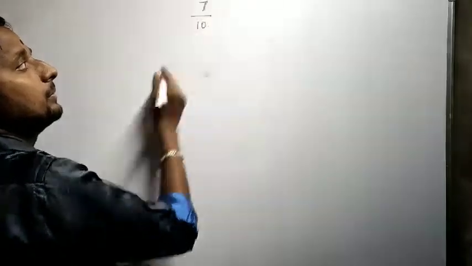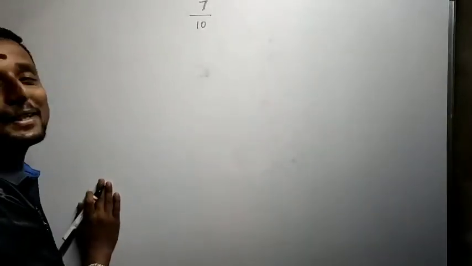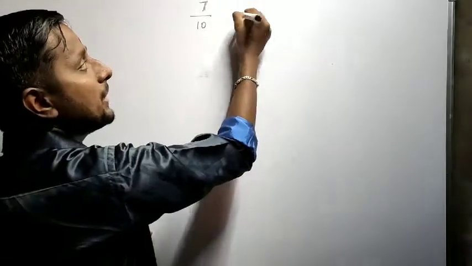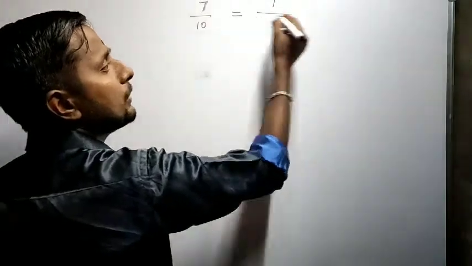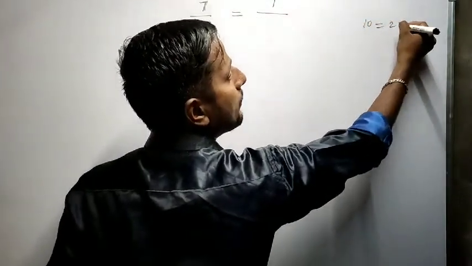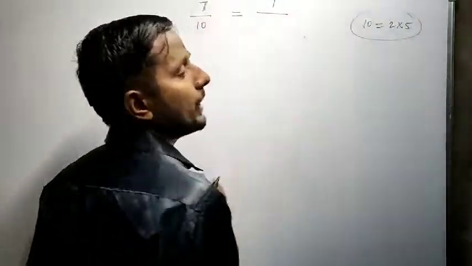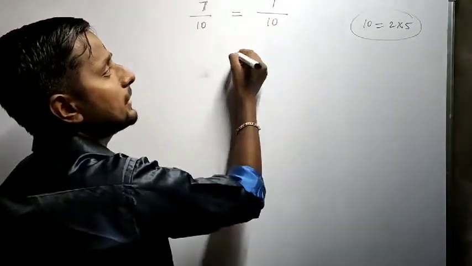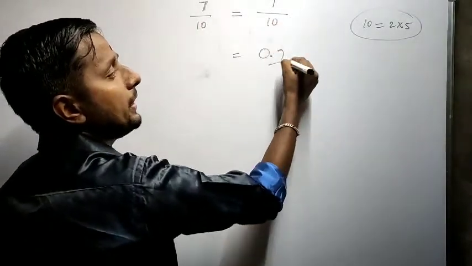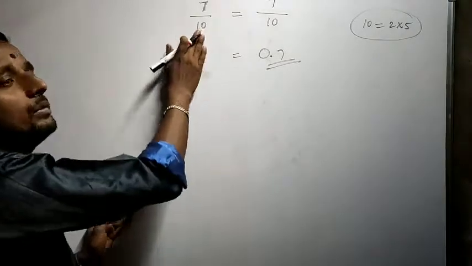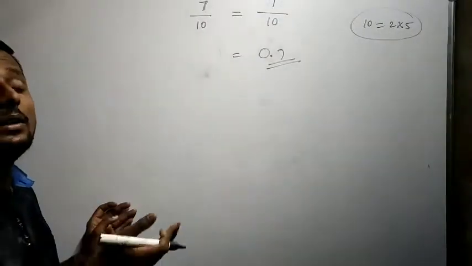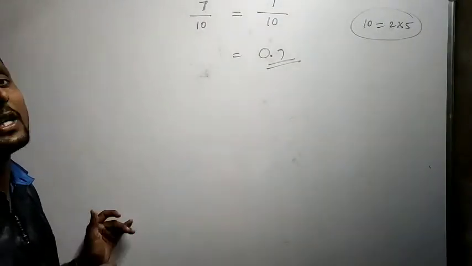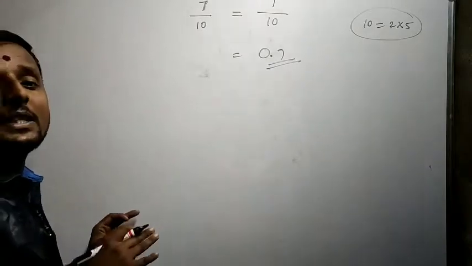7 by 10. It's a very easy problem, right? We know 10 is in the form of 2 and 5, 2 5s are 10. So directly I'll write 10 here. So the answer is 0.7. When you have tens or hundreds in the denominator, we can express it directly in decimal form.